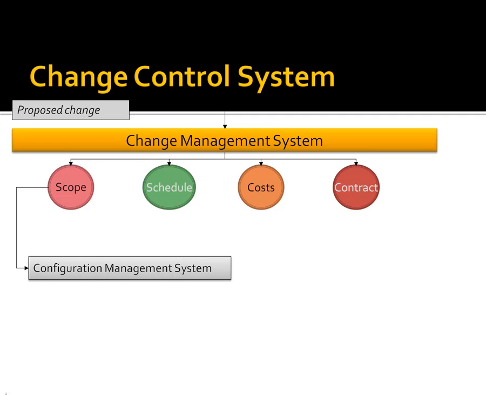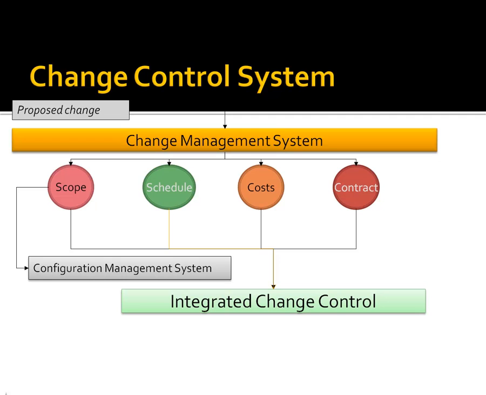For changes that affect the program scope, you also need to look at the configuration management system. It is the process of controlling changes to the program's product or its scope. Now, integrated change control happens for all changes within the program. It examines the effect of the change on the scope, on schedule, on cost and contract, but also on quality, human resources, on communications, and risk. So it examines all of the knowledge areas that we have in a project, but also in a program.